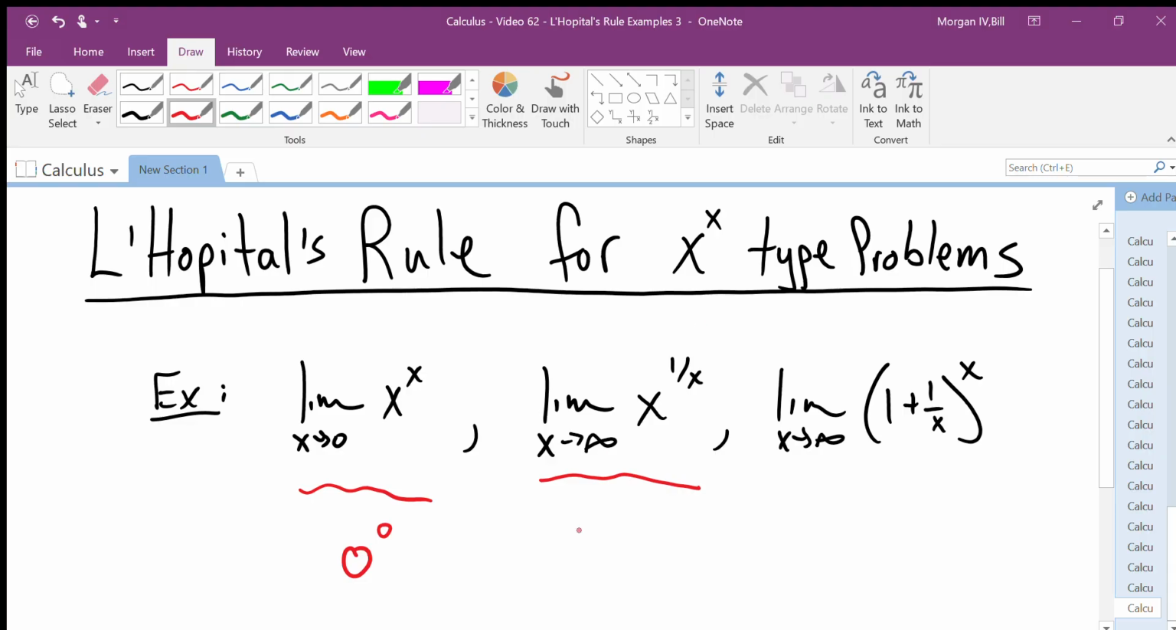That would be like infinity to the power of 1 over infinity. Well, 1 over infinity is 0. Well, what is infinity to the 0? I don't know. Let's find out.